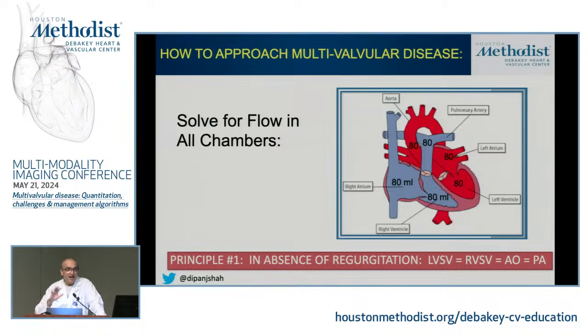So in the absence of any lesions, LV stroke volume should equal your RV stroke volume, should equal your aortic flow, should equal your PA flow. And importantly, when we're doing a mixed valve disease case, we want to make sure to measure in each of these chambers. So try to get as many measurements as you can, because that will allow you to solve and say what the abnormalities are in each individual lesion.